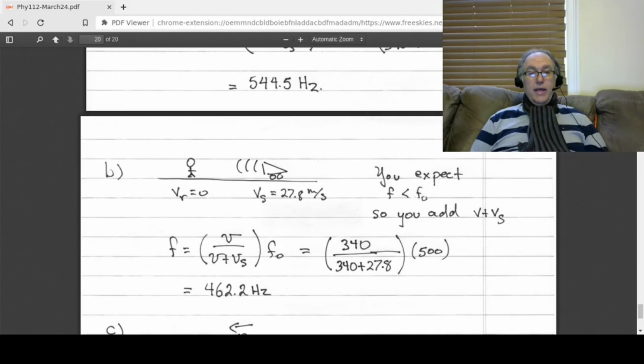All right, now in the next one, the car passes by you, so now the car is receding, it's traveling away from you, and you're still standing still as a receiver. VR is 0, but the source is now moving 27.8 meters per second, but it's moving away from you. You expect to hear a lower frequency, and in order to get a lower frequency, you must add in the denominator. You must have a bigger denominator, not a smaller denominator. So above we had minus, but now that's become a plus. Plugging in the numbers, multiplying by 500, the emitted frequency, you get 462.22 hertz. Okay, so again, something that you would definitely notice.